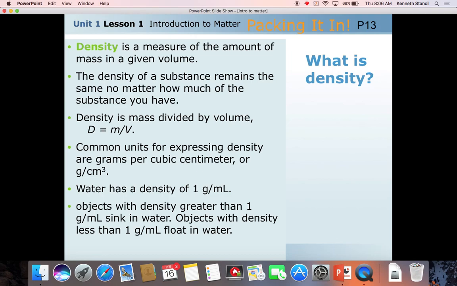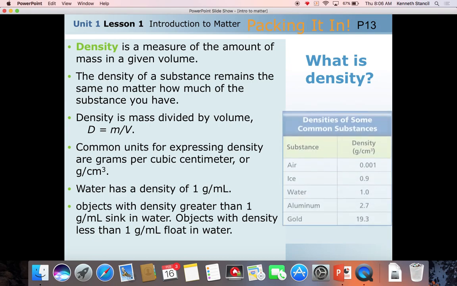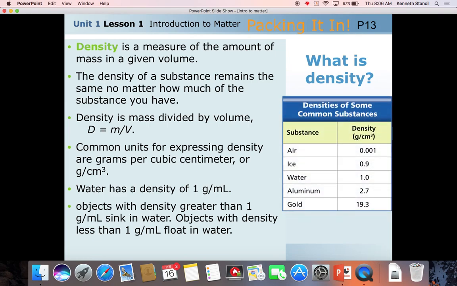So the same battleship that floats out in the ocean, if you took it to Lake Michigan, which is freshwater, then it would sink a lot lower in the water, possibly underwater, because it's designed to be in salt water. Here we can see the density of different substances. Air has a density of 0.001.